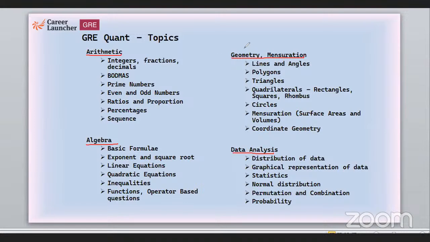In geometry, it's purely geometry up to grade 10th only, nothing like very high level geometry. And data analysis is all about statistics, data analysis, permutation, combination, probability, all that stuff over there. Okay, so these are the broader areas which will be covered in the classes, and these are the types of topics and concepts we will be covering under all of them. Okay, now let me take you through all those types of questions.